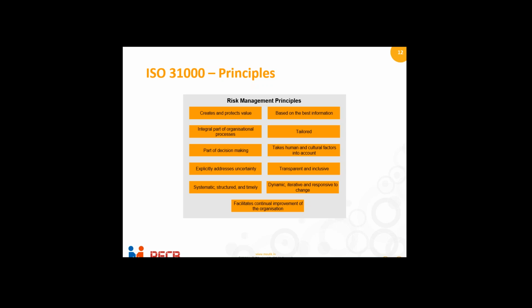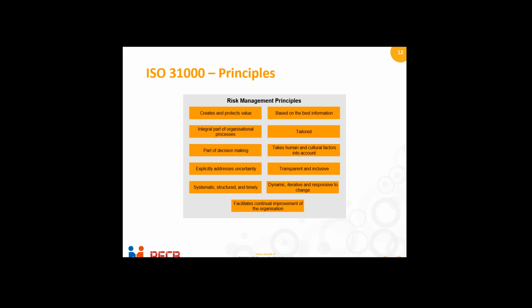Next principle talks about risk management is dynamic, iterative, and responsive to changes. Risk management continually looks at identifying more risks, evaluating existing risks, and identifying whether they are occurring in the near future or long term, and we have an associated plan to deal with them. So it's a very dynamic process. It will keep on happening. It's an iterative process. It will happen again and again, and it is responsive to the changes which are happening.